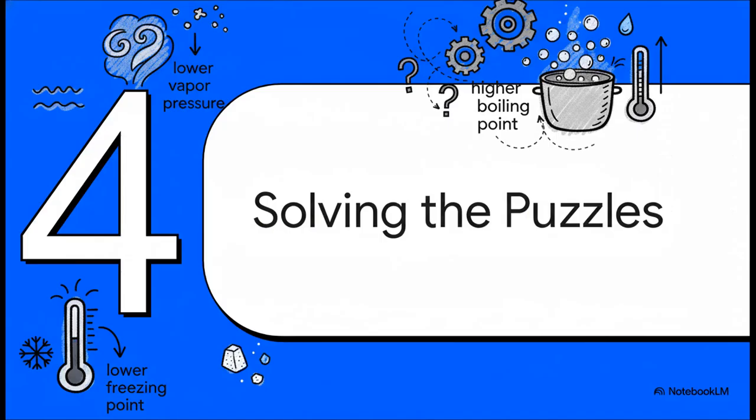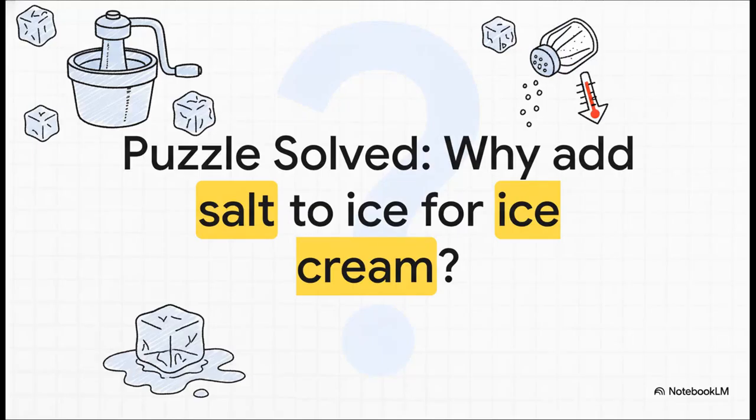Okay, so we've got our three effects down. Lower vapor pressure, a lower freezing point, and a higher boiling point. Now, let's take that knowledge and finally solve those puzzles we started with. All right, let's go back to that ice cream maker.